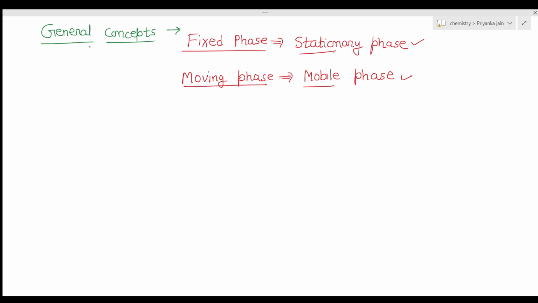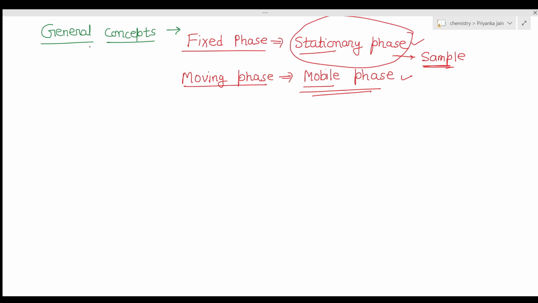What happens is that our sample is present in the stationary phase, and then the mobile phase is poured. It is passed through the column or any other setup that we are using. Because the mobile phase is passed through it, the sample gets distributed between the two phases, stationary and mobile. This whole thing depends upon which of the phases holds the sample more strongly.